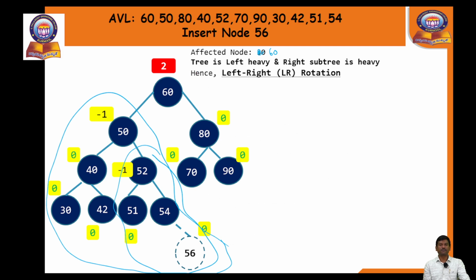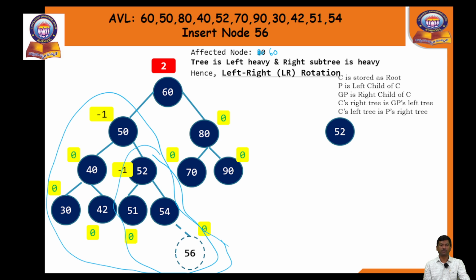In the case of the LR rotation, we have indicated that C is the root, P is the left child of C, GP is the right child of C, and so on. So what is the node that becomes the affected node? The affected node is node 60. So here we have GP, P, C. C becomes the root node, that is, 52 is the root node, and to the left, P, that is node 50, is stored, and to the right, GP, that is 60, is stored.